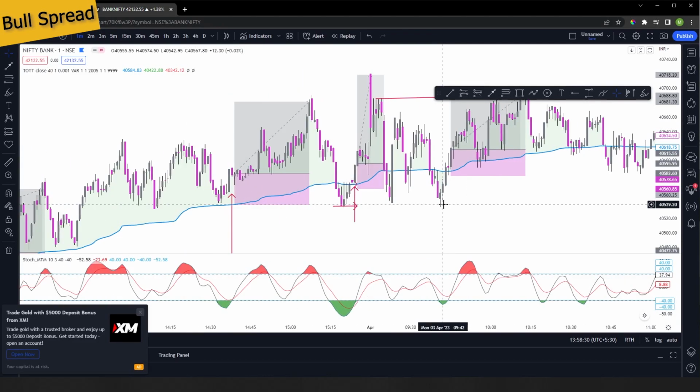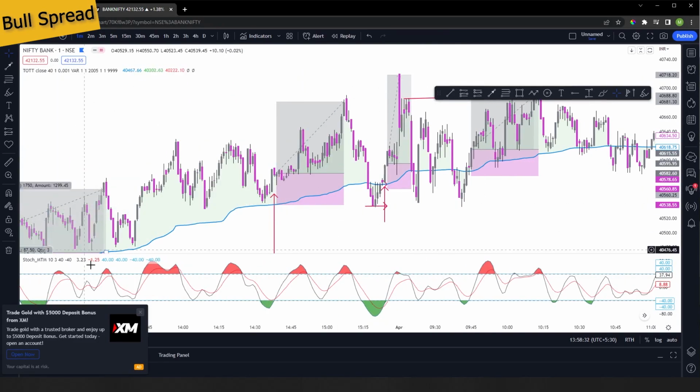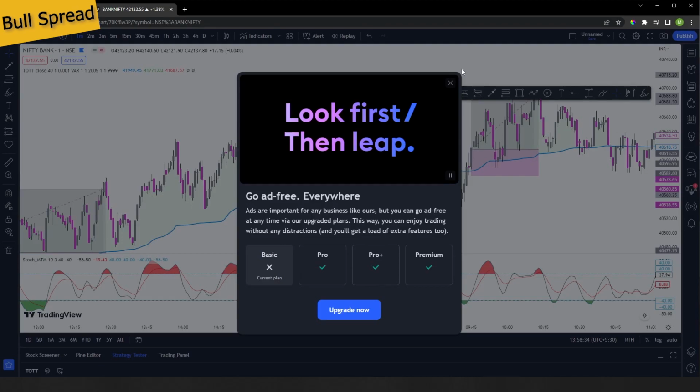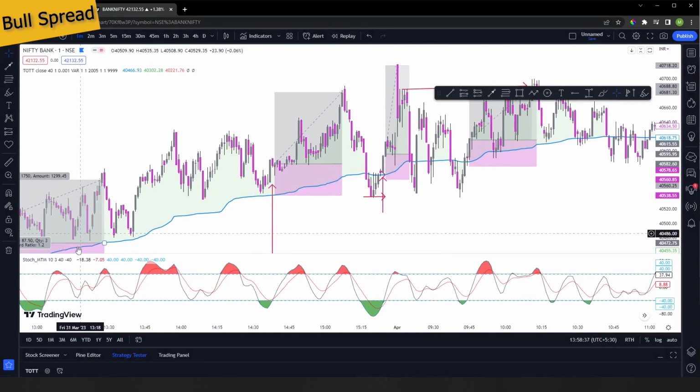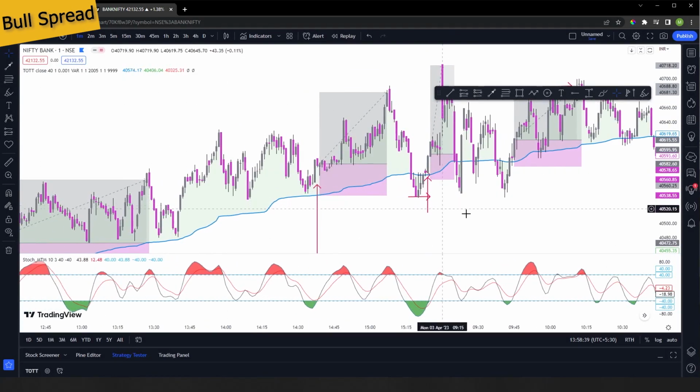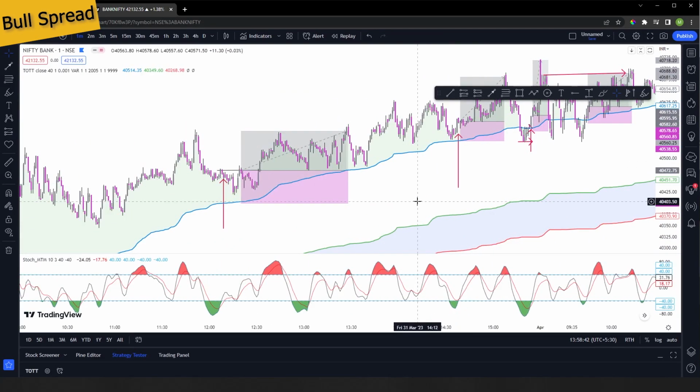So this is a very simple strategy, guys. We are just going to use two indicators, that is TOTT and stochastic momentum. This is a very basic strategy which I've taught you guys.